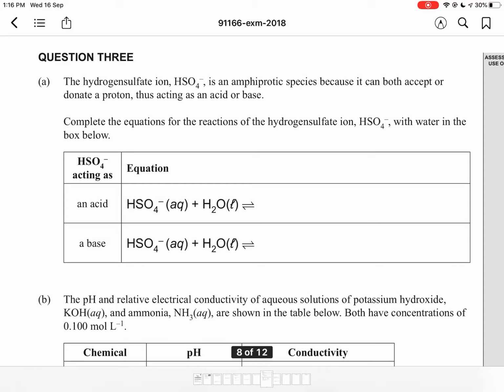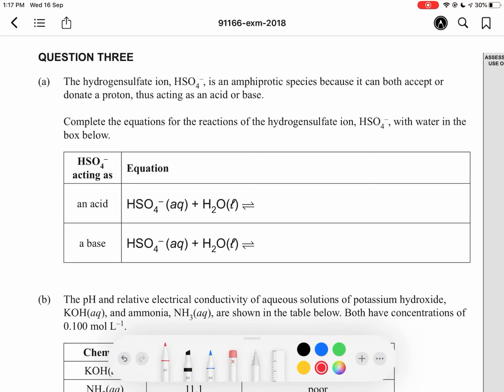So the first one is HSO4- acting as an acid. An acid is a proton donor, which means that HSO4- will donate a proton to water. So what the products of this reaction will be: SO4 2- because we're donating a proton. So SO4 2-, we're losing 1 H+, and water is going to accept the proton. So water is acting as the base. So we have plus H3O+, hydronium ions.